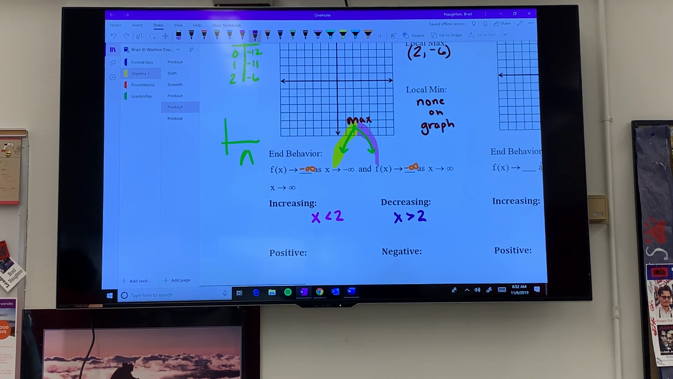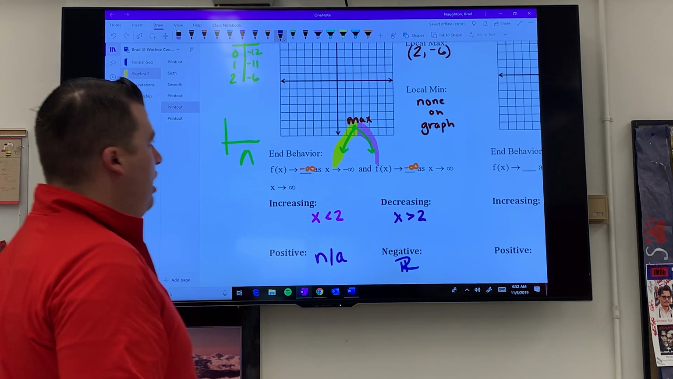Then we're going to say positive. It is never positive. So I'm going to say NA for doesn't apply because it's never above the x-axis. And then negative, ladies and gents, it is always. So we're going to say all real numbers. So we picked that one so we could look at some basics of increasing, decreasing.